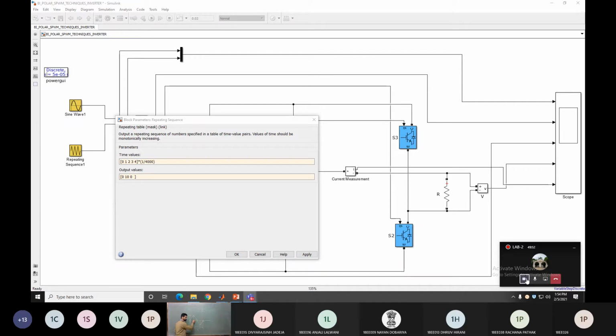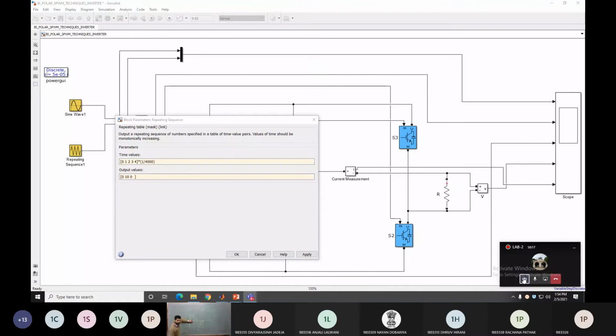So when it reaches point 1, multiply this 1 with 1 by 4000, and you get the time at point 1. Yes or no? That's why you can see here I write at point 1, multiply with 1 by 4000, and at the same time the output value is what? The output value is 10 because it reaches the maximum value.